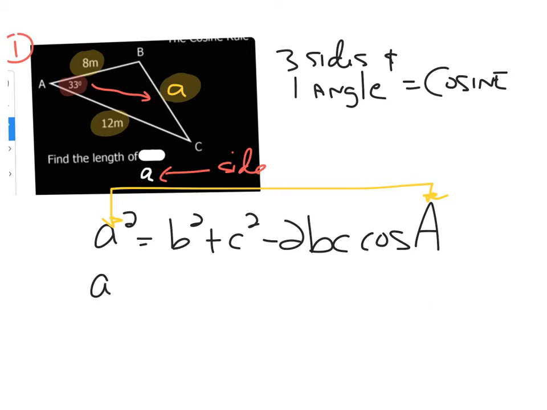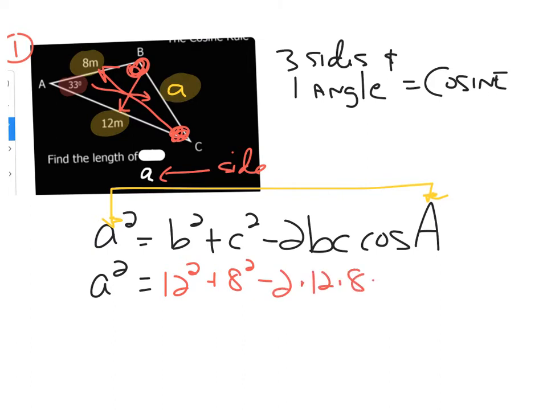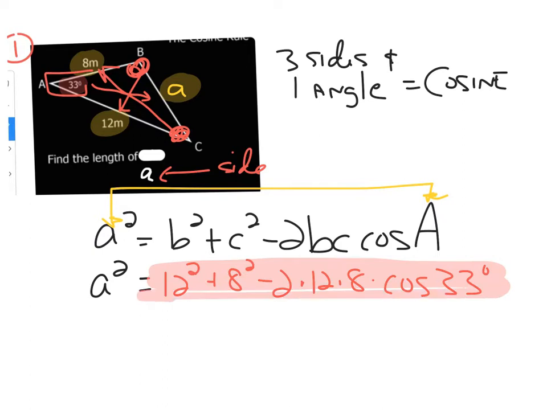So here we're going to have a squared equals, we're going to have b squared. So angle B is up top, so little b is 12 squared, plus c squared. Well, angle C is off to the right, so side C is going to be 8 squared, minus 2 times 12 times 8 times the cosine of angle A, which they told you was 33 degrees. And since you're finding a side, all we're going to now do is just simply enter the entire right-hand side into our calculator and then take the square root of that answer.